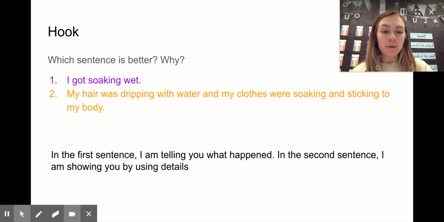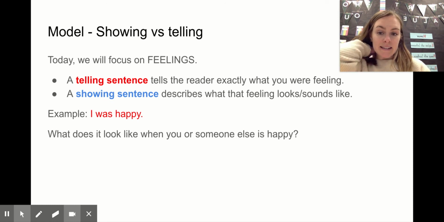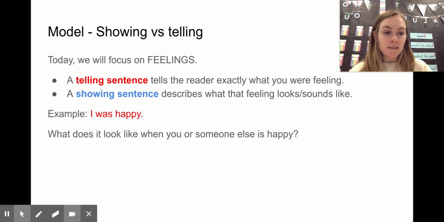Now I'm going to have the opportunity to model for you. I am going to model using the show, don't tell strategy. Today we're going to be focusing specifically on our feelings. Like if we're happy, sad, angry, excited, and so on and so forth. A telling sentence just tells the reader exactly how you're feeling. Like, I am happy, I am sad, I'm excited. Those are what a telling sentence is.